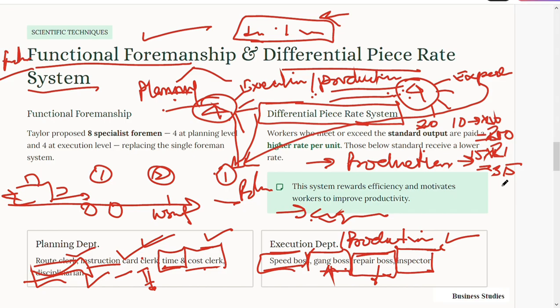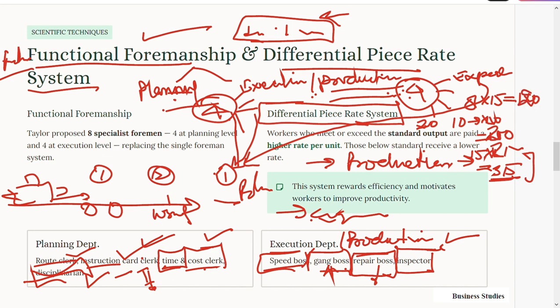So 15 shirts at 21 rupees is 315. That means his piece wage rate has been increased from 20 to 21. So for the next 5 units he is getting more, so the total salary would be more. But if somebody is producing less than that, let's say 8, he would be getting 15 rupees per piece. That means he is getting only 120 rupees.